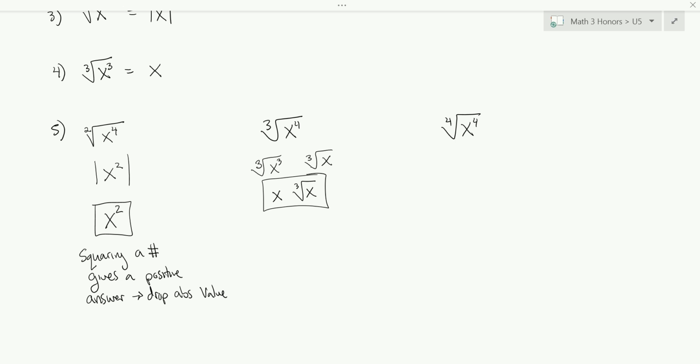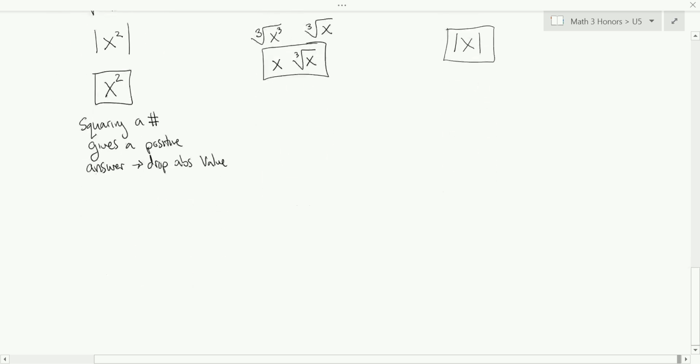And then what about the 4th root of x to the 4th? Absolute value of x, and do I need to keep it? Yeah, because if x were negative, we would have a problem if we dropped that absolute value. Okay.